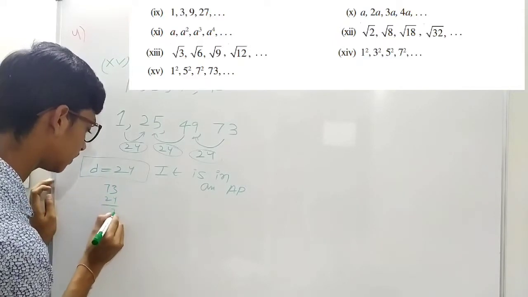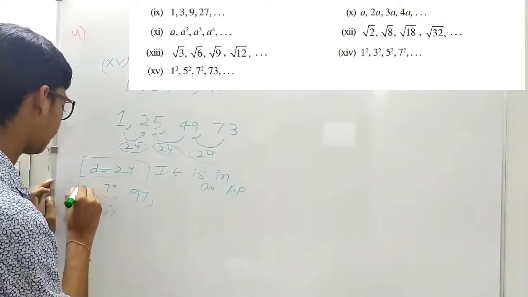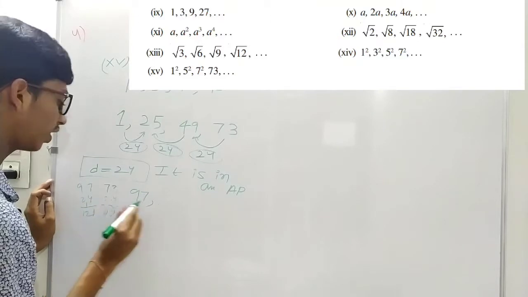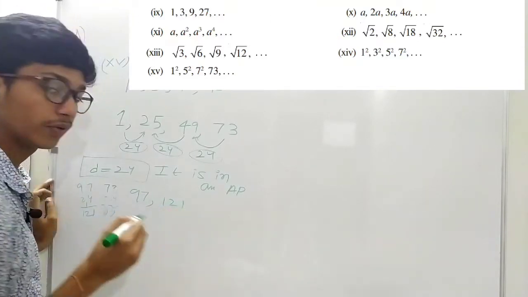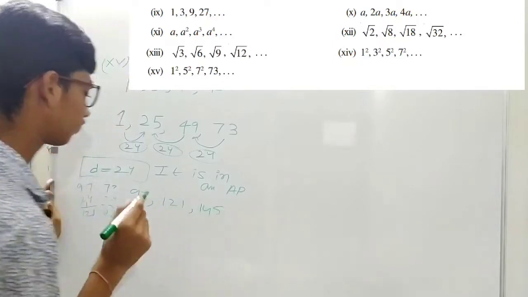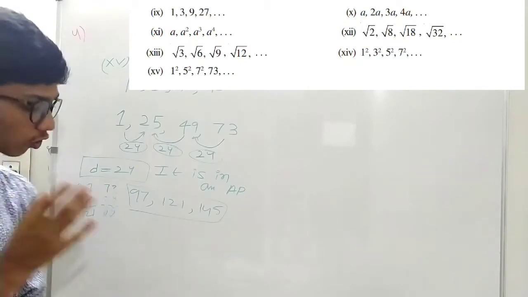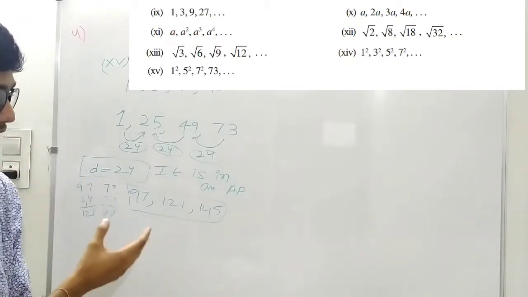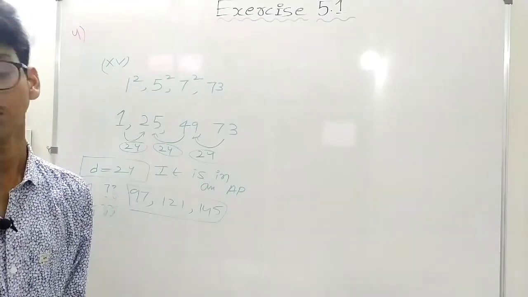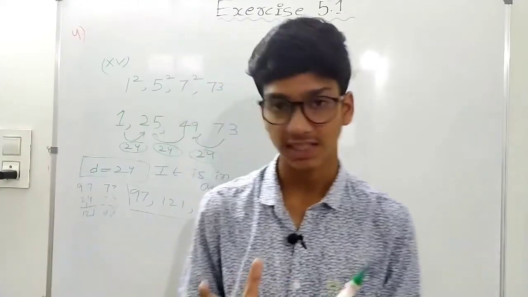It is 97. And then 97 plus 24 is 121. And 121 plus 24 is 145. These are the next three terms. I hope you also got the same values, 97, 121, 145, and the common difference is 24. If not, no problem. So we successfully completed exercise 5.1.